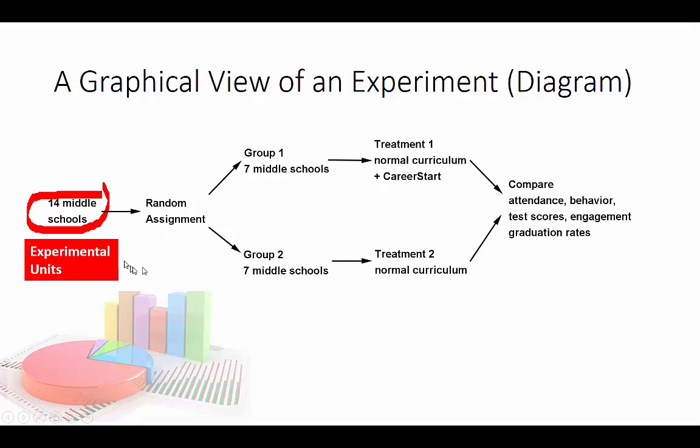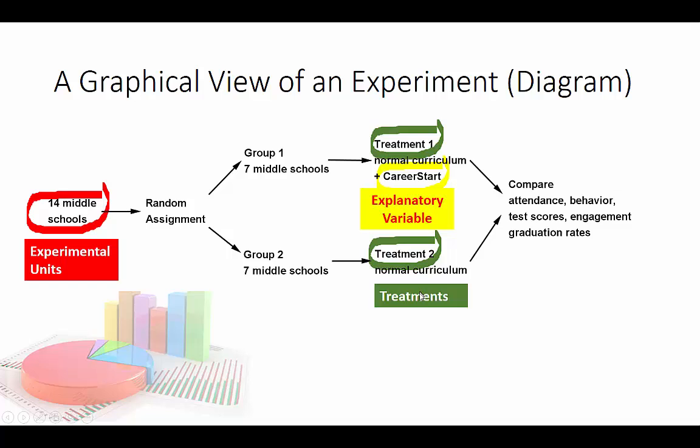If you recall from the random rectangles activity, we found out that when we had randomness in our sampling, we were closer to the actual value than when we used judgment. So we're not going to try and use judgment to assign these schools. We're just going to randomly separate them, okay? We're trying to figure out the impact of this explanatory variable, Career Start. So one treatment will include Career Start, and the second treatment won't. And then we're going to measure our response variables: attendance, behavior, test scores, engagement, and graduation rates.